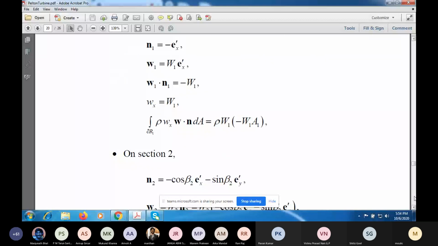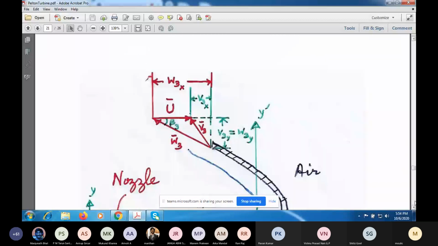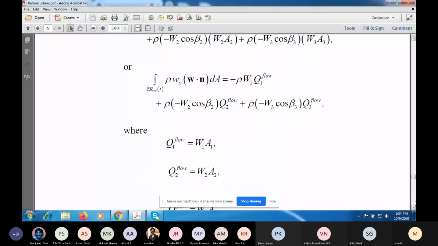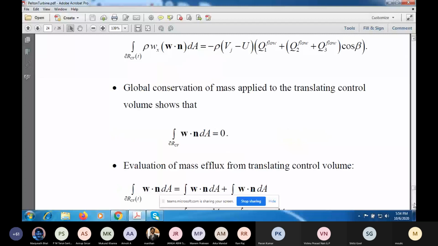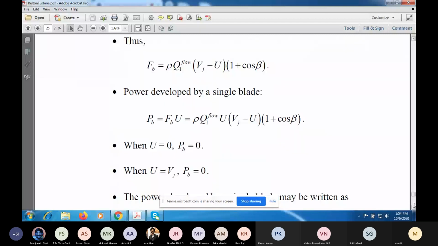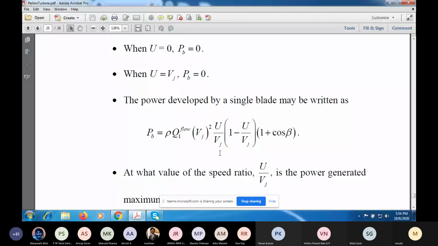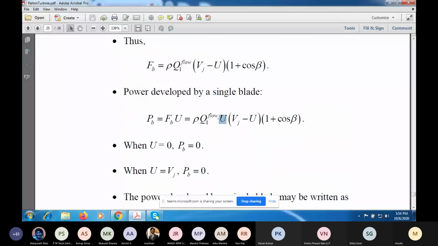Now I've given you a lot of details and I've explained everything rigorously. You will not find this much detail in any book. Now you tell me, if I say that Vj is fixed, or even if I go here, suppose I say if Q flow is fixed, at what value of U will you get maximum power?